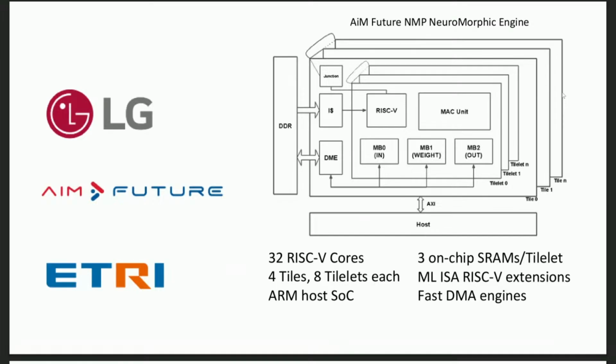Because cache, as nice a feature as it is, at the end of the day costs a lot of die area. So they have 32 RISC-V cores: 4 tiles, 8 tilets. The host outside here is an ARM host, but the accelerator is entirely RISC-V based, okay? And it has on-chip DRAM. It's kind of fast, and they do a lot of parallel MAC unit computations. This work was initially done by LG. LG spun off a company called AiMFuture. We continued our interaction with them, did a compiler toolchain design for them, and also for ETRI, an institute in Korea.